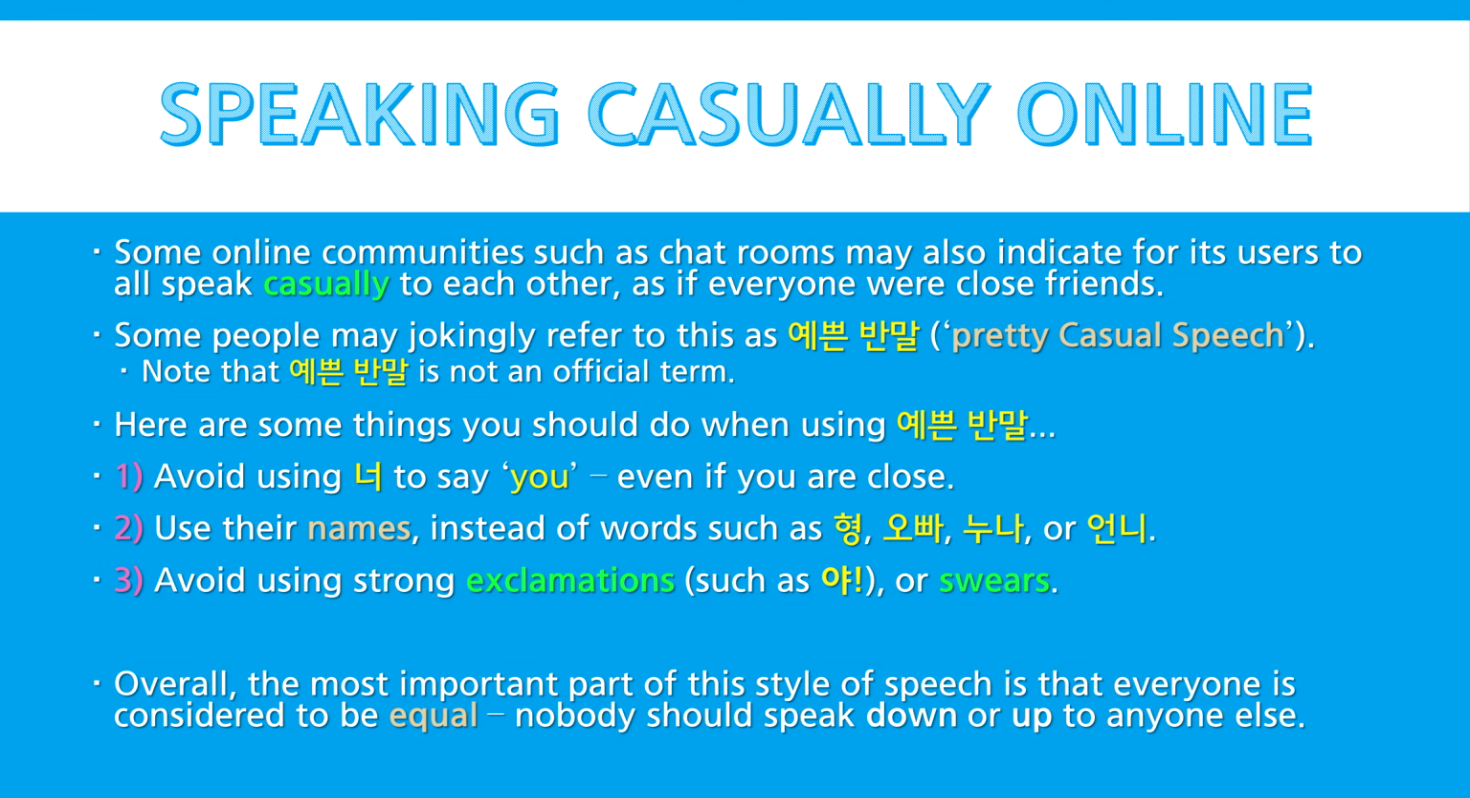Here are some things you should do when speaking like this. First, avoid using 너 to say you, even if you're close. Second, use their names or usernames instead of words such as 형, 오빠, 누나, or 언니. Remember, those are for friends who are older than you. And third, avoid using strong exclamations, such as saying "ya" or swears, unless that would match the feeling of the chat room or community. Overall, the most important part of this style of speech is that everyone is considered to be equal, so nobody should speak down or up to anyone else.